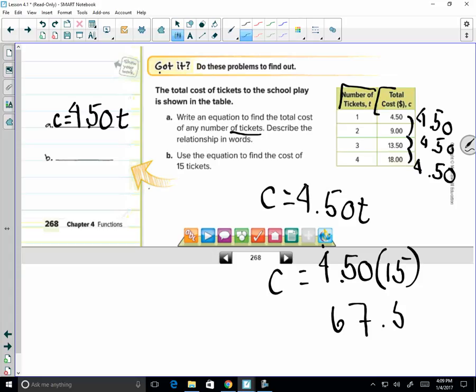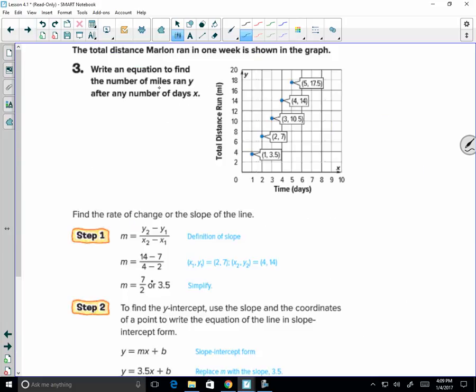67.5. So since we're dealing with money, I'm going to put our money symbol. That's $67. That's not 5 cents. It's 50 cents. $67.50 for 15 movie tickets. Really, $4.50 is cheap. All right, number 3.